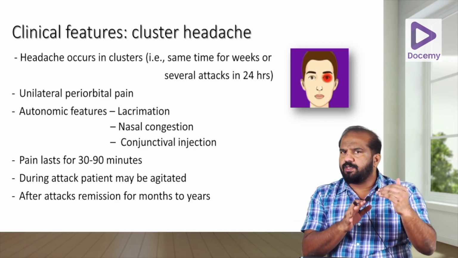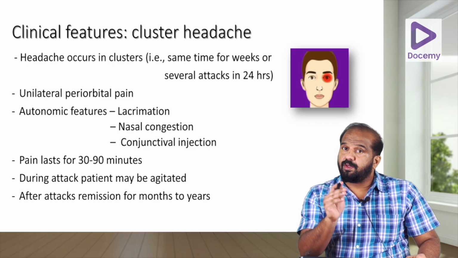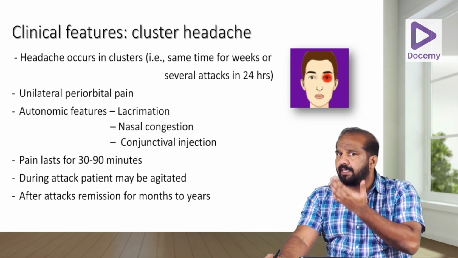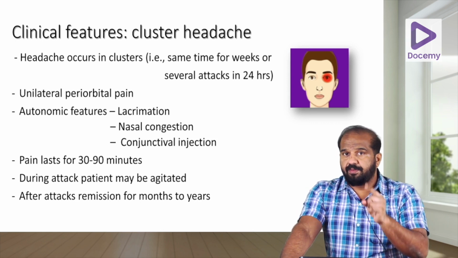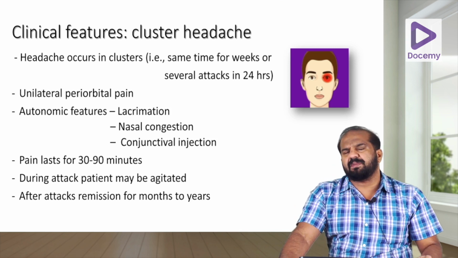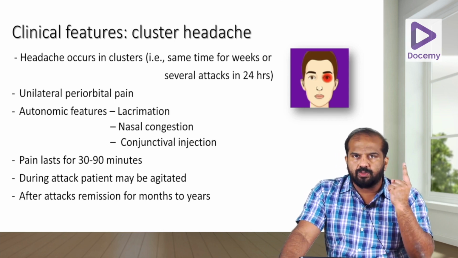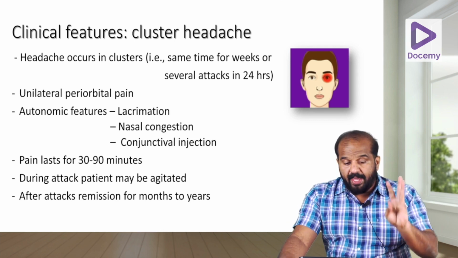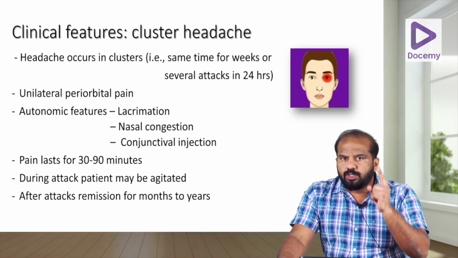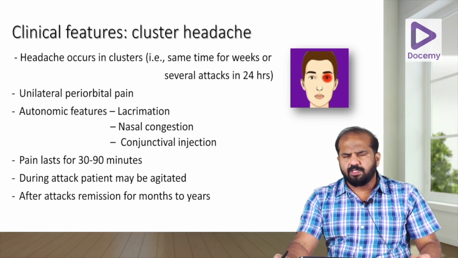You have to take the history, and you will get this typical time presentation for cluster headache. It is unilateral periorbital, whereas in migraine one half is involved. Here it is a periorbital type of pain, sometimes mimicking sinusitis. Autonomic features are very important and are not seen with migraine: lacrimation, nasal congestion and conjunctival injection. If these features are present in a male with a unilateral headache who is a smoker or an alcoholic, you have to think of cluster headache. A male with unilateral periorbital pain with autonomic symptoms, smoker, alcoholic, should provoke you to think of cluster headache. The pain lasts for 30 to 90 minutes and is usually severe.